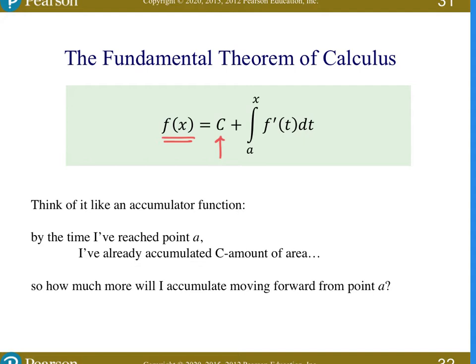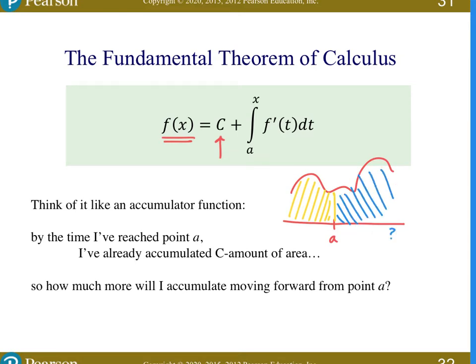You have to think of it like an accumulator, like a visual. Okay, so think of some function, and here's your point A. The constant c represents all of the area that exists before you get to A. That constant represents all of that area. You've already accumulated that much area. So now starting from A and going to the right, how much more area will you accumulate until you stop at a specific point? That's what this is saying. You want to start with a constant value already and then continue moving forward, accumulating area as you go.